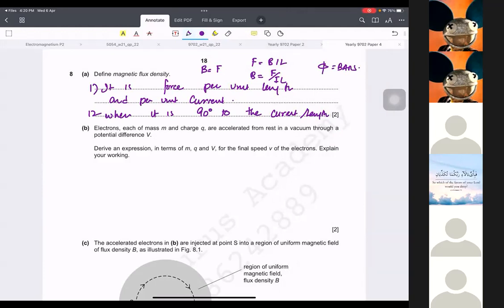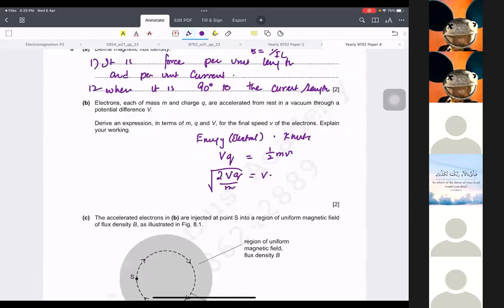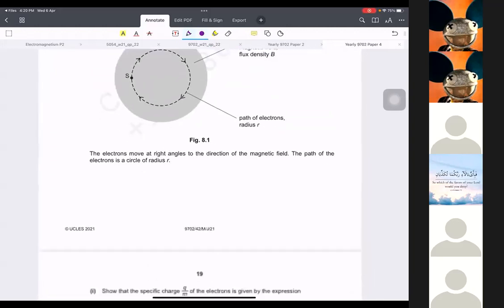Now, electrons, each of mass m and charge Q, are accelerated from rest through a potential difference. Derive an expression in terms of the final speed, explain your working. Very easy. So, electrical energy goes into kinetic energy. So it is VQ, and this is half mv squared. So v equals the square root of 2VQ over m. Ta-da! All right, done.